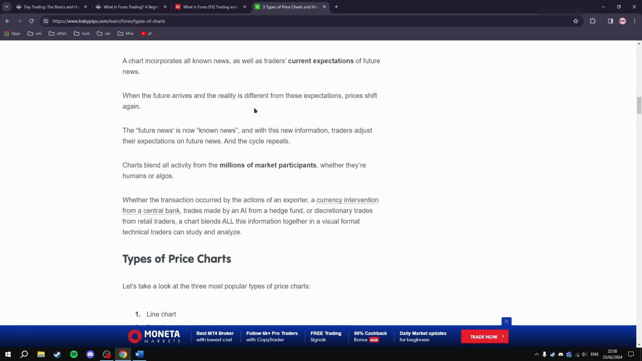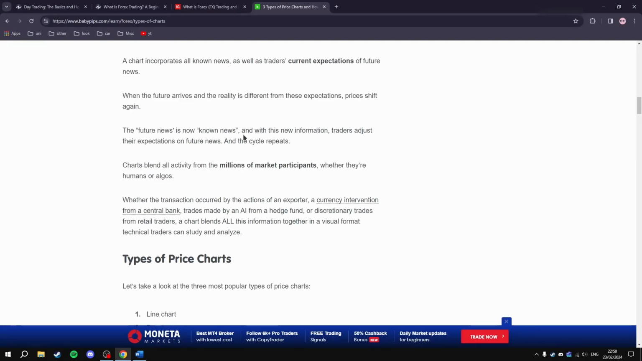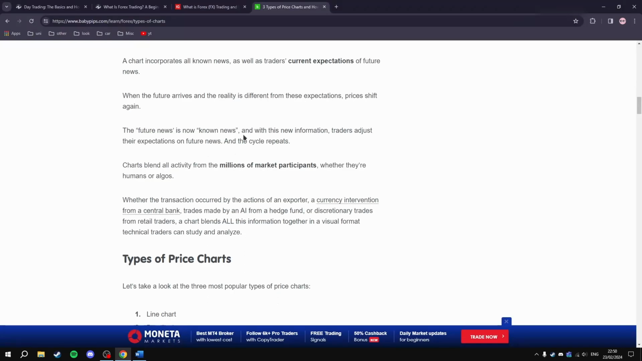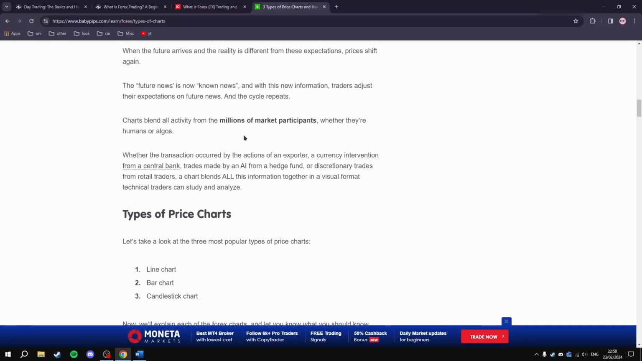A chart incorporates all known news as well as traders' current expectations of future news. When the future arrives and the reality is different from these expectations, prices shift again.